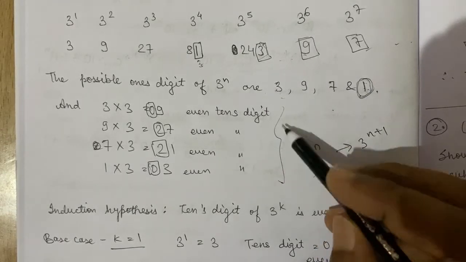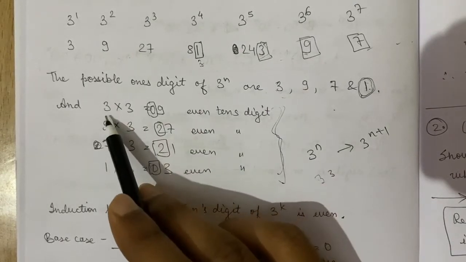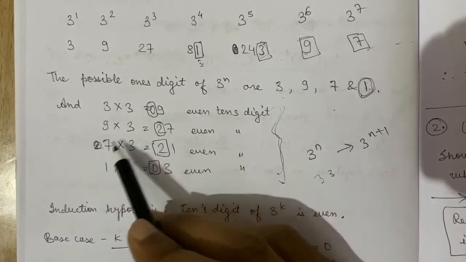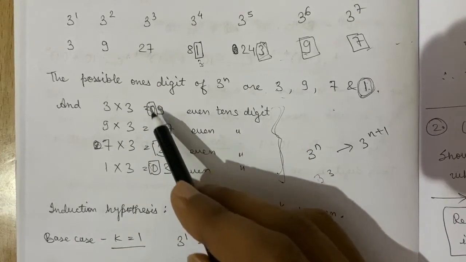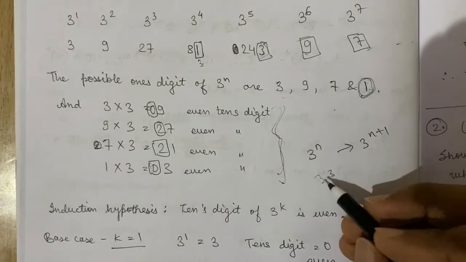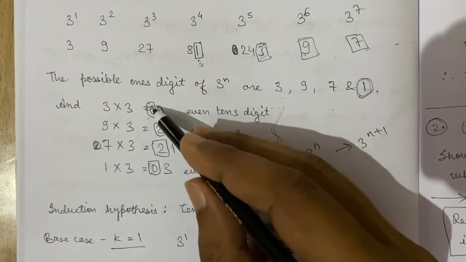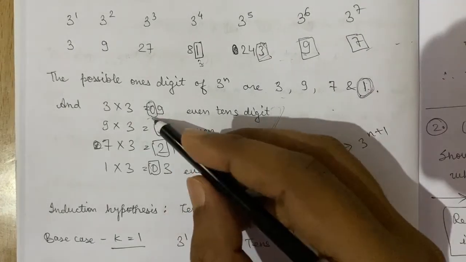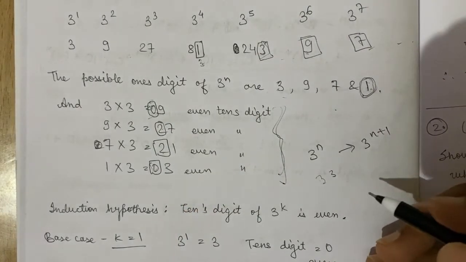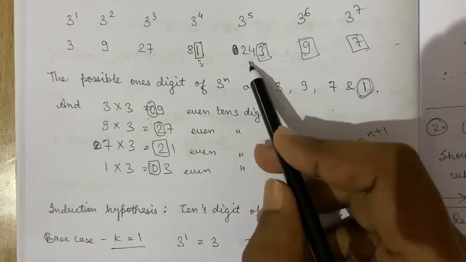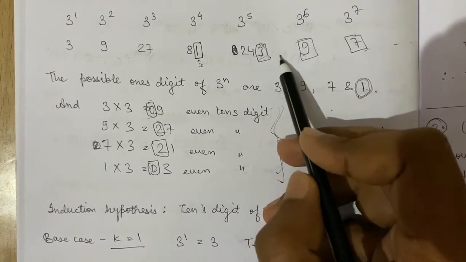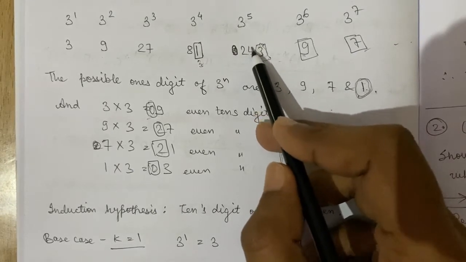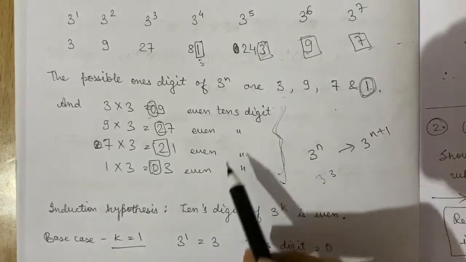So from this, what I want to say is that since any power of 3 has last digit 3, 9, 7 or 1, when I multiply this by 3, the digit that would be carried to the tens place would always be even. So let's say if we wanted to multiply 243 times 3, 3 times 3 is 9, and this will contribute 0 to the tens place. So yeah, that's one thing.